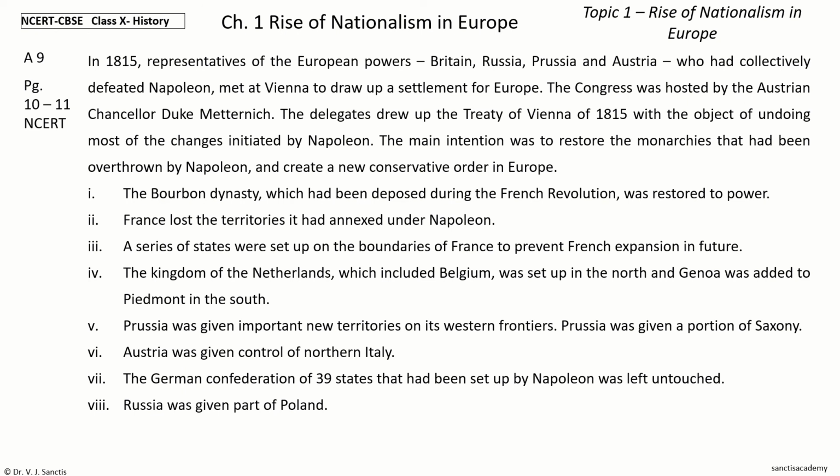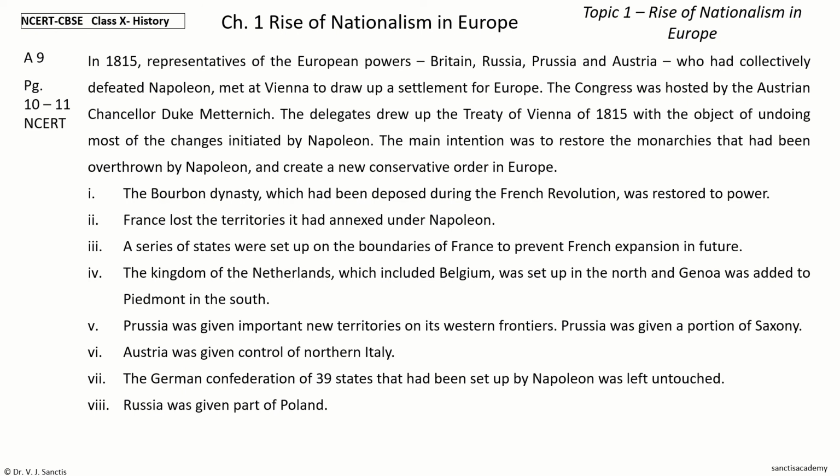Let me just summarize the points. In 1815, the victors, the European powers, Britain, Russia, Austria, Prussia, met at Vienna. The meeting was led by Chancellor Duke Metternich. They wanted to divide Europe and undo the changes made by Napoleon. The first step is they put back the Bourbon dynasty, which had been thrown out of power during the French Revolution. Second part is France lost all the territories that it had gained under Napoleon.